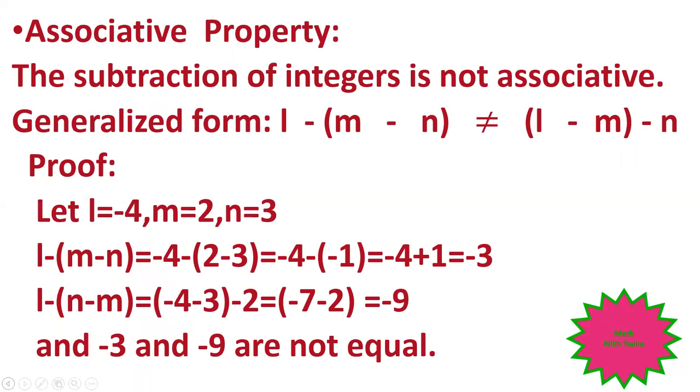Associative property. It says that the subtraction of integers is not associative. Let's go through the generalized form: l minus (m minus n) is not equal to (l minus m) minus n. Let's go through the proof. We have substituted the values of l, m and n respectively as negative 4, 2 and 3. We have simplified them and we have got negative 3 and negative 9, which are not equal. So associative property of integers over subtraction does not hold good.